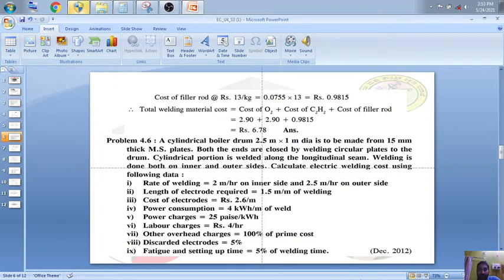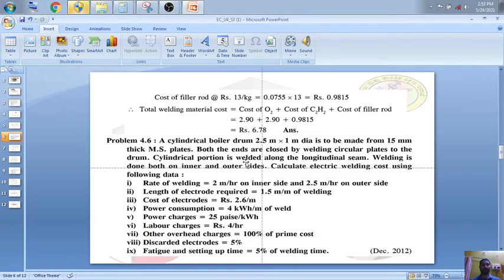Both ends are closed by welding circular plates. So both the ends are closed by welding circular plates that should be of dia 1 meter, because its open dia is 1 meter. So in order to close this open dia, we require two such circular plates of dia 1 meter.